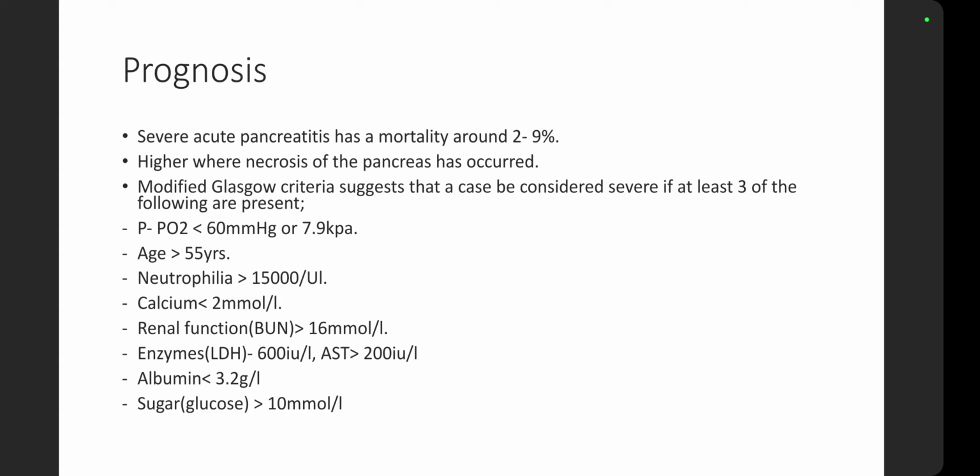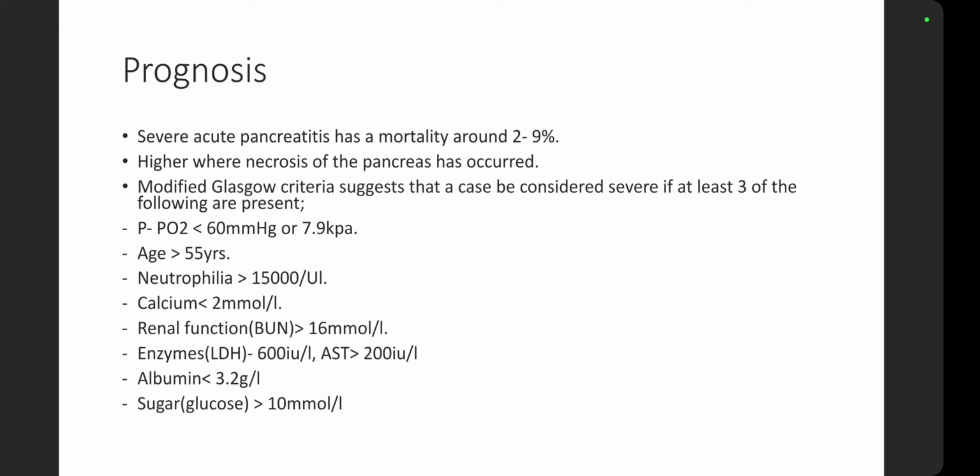1, partial pressure of oxygen less than 60 millimeters of mercury or 7.9 kilopascals, or if the age is greater than 55 years, or if there is neutrophilia greater than 15,000 cells per liter, or calcium less than 2 millimoles, or renal function, blood urea nitrogen greater than 16 millimoles per liter, or enzymes, LDH, especially if it is 600 international units per liter, and also albumin if it is less than 3.2 grams per deciliter, or blood glucose if it's greater than 10 millimoles.